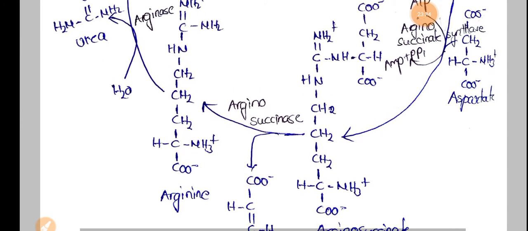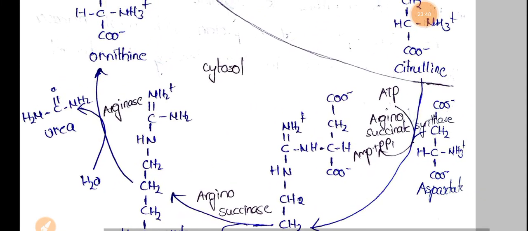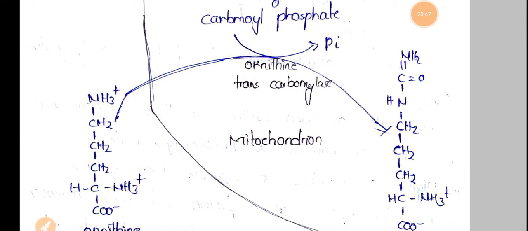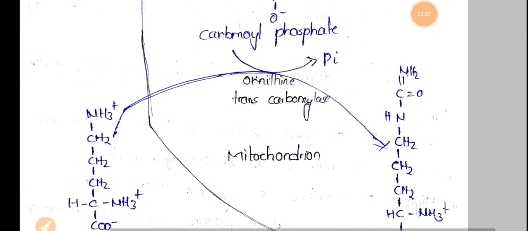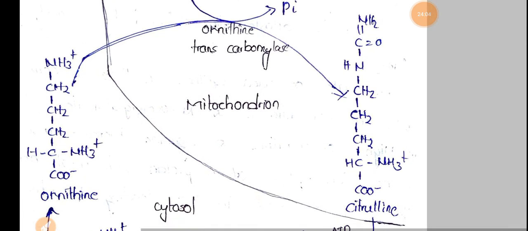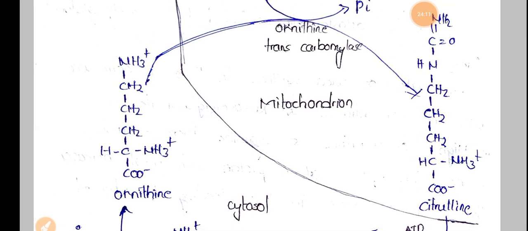So we have got arginine and fumarate by the enzyme argininosuccinase, and now this arginine is converted into ornithine with the help of the enzyme arginase, and ornithine will move to the mitochondria where it will react with other compounds. That means here ornithine will be converted into citrulline by the addition of carbamyl phosphate, with the enzyme ornithine transcarbamylase. Okay, so this is about urea cycle.